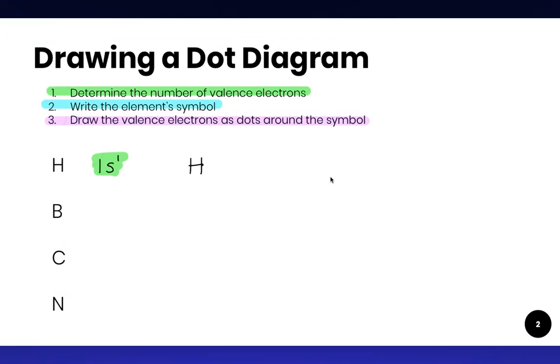So we're not including any of the lower level electrons, just the valence electrons. And you draw them in a circle. We'll see once we get to an element with more than 1 valence electron, but in hydrogen's case, you'll just draw 1 dot above hydrogen. Okay, so boron.